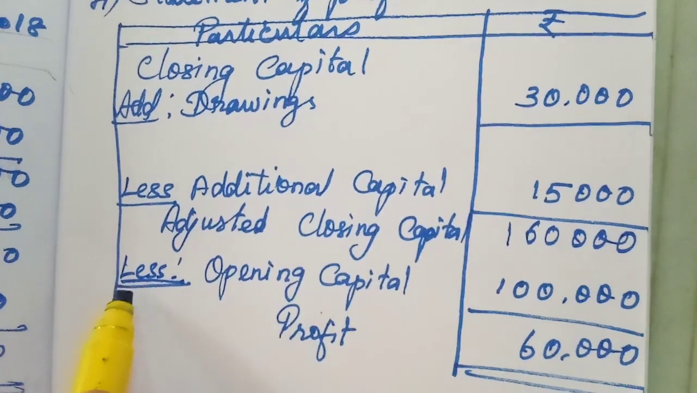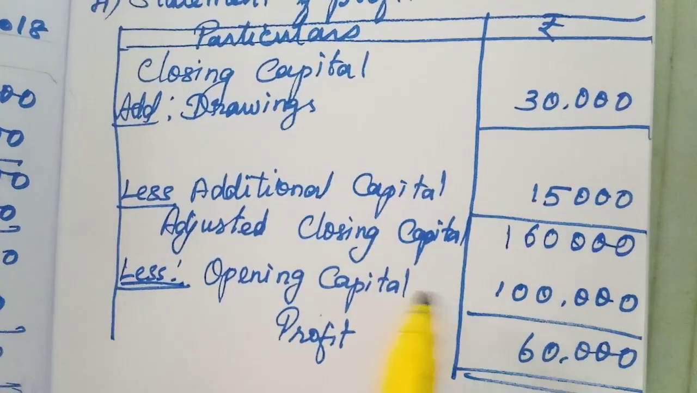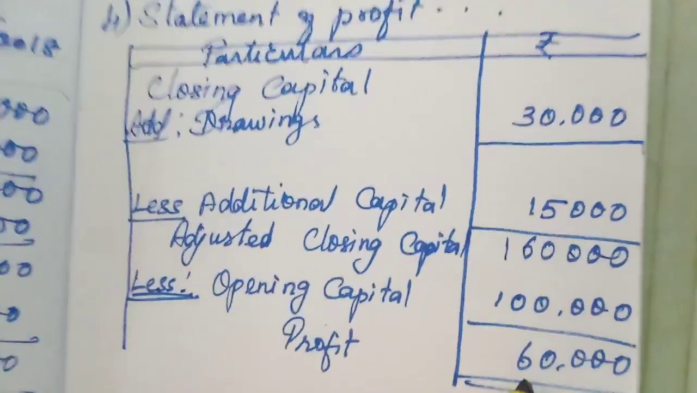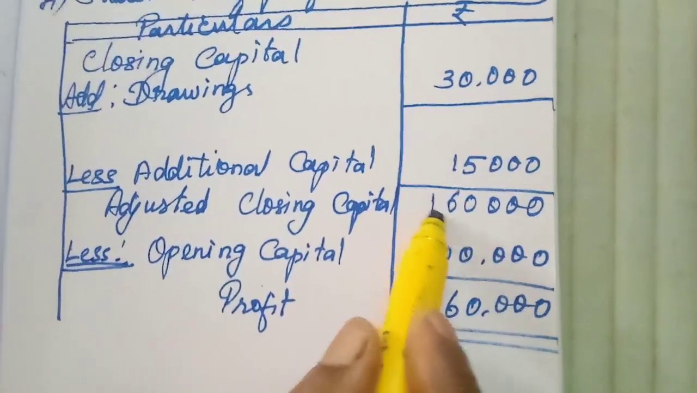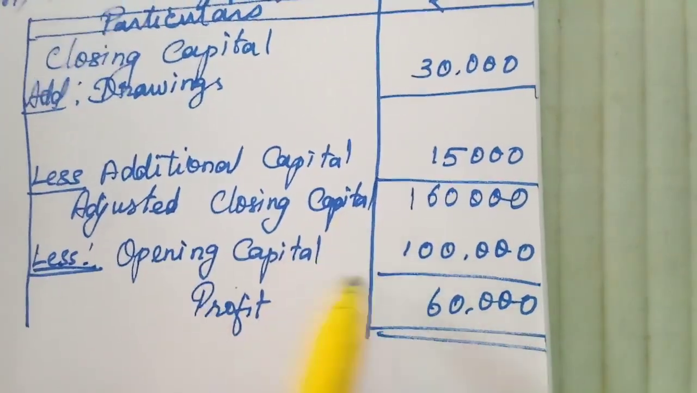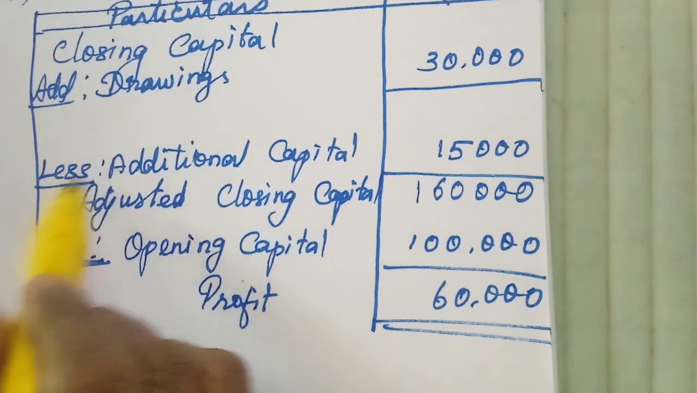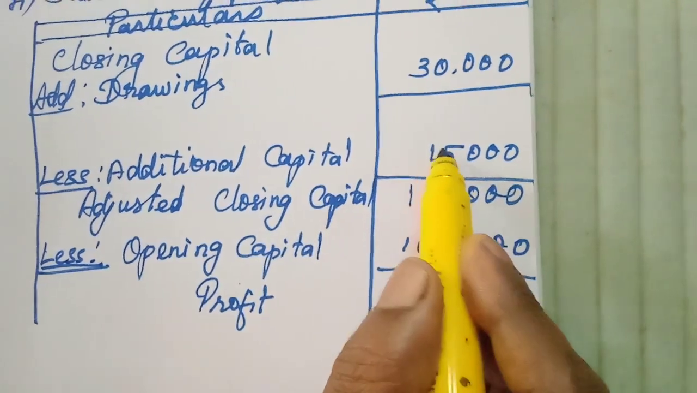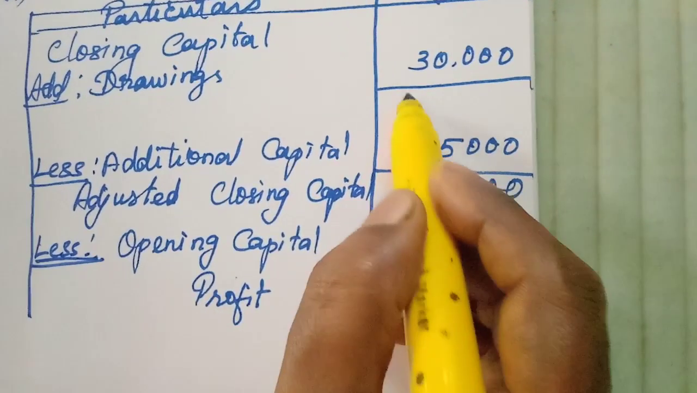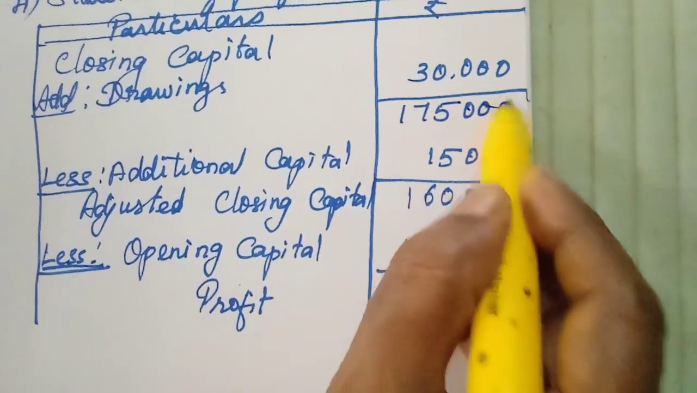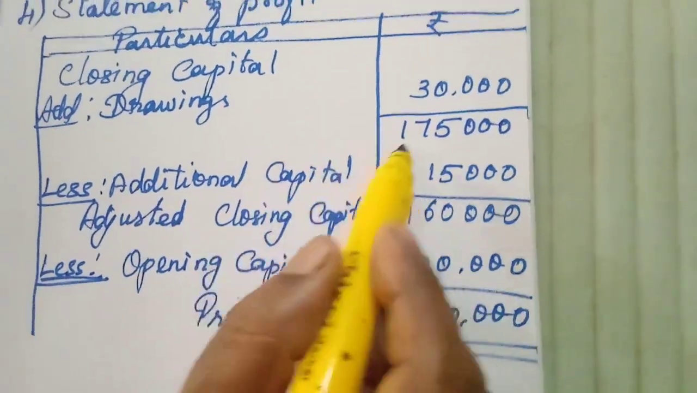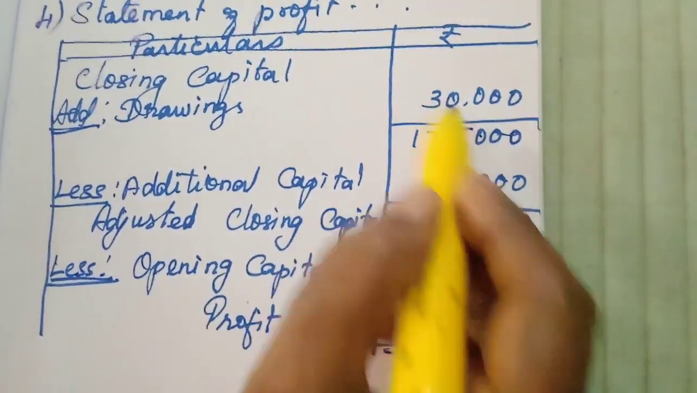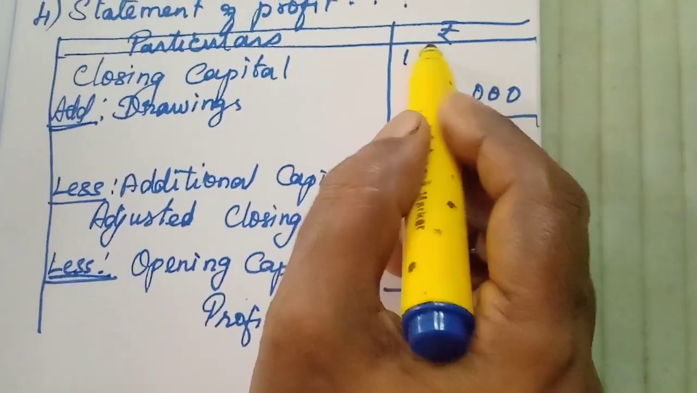Understood? Opposite you have to do. Here less, you have to add. Now you see adjusted closing capital 1,60,000 less opening capital, we are getting the profit. So your calculation is correct. Okay, you can check also. Then next one, less additional capital. So what we have to do, we have to add 1,60,000 plus 15,000, 1,75,000. Okay, we have got this one. Then next, add is written, so we have to deduct 1,75,000 minus 30,000, 1,45,000.